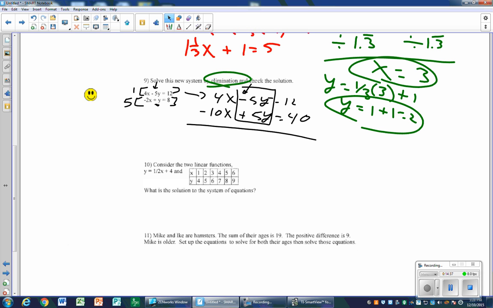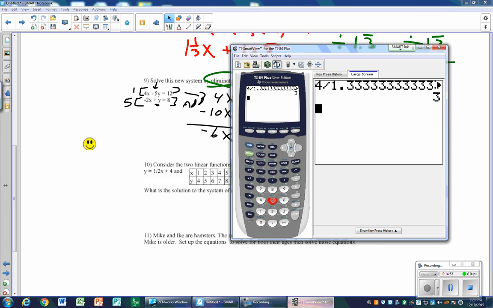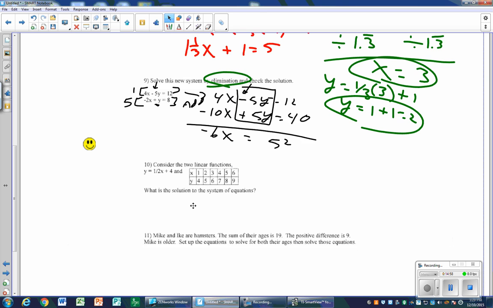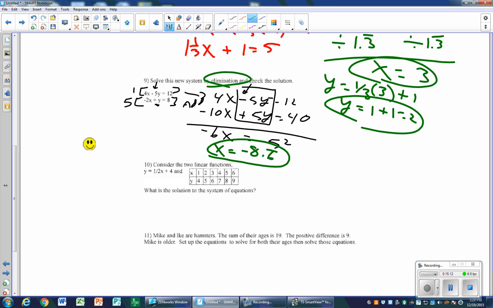But 4 plus negative 10, because I am adding, is negative 6x, and then I add those together, and I get 52. Divide 52 by negative 6. You might think it's a nasty number, but negative 8.6 repeating really is not that nasty. X equals negative 8.6 repeating. Pick an equation, plug it in for X, and out pops Y. I can tell you, okay, yes, that is a little bit nasty. The test isn't going to have that nasty of a number.